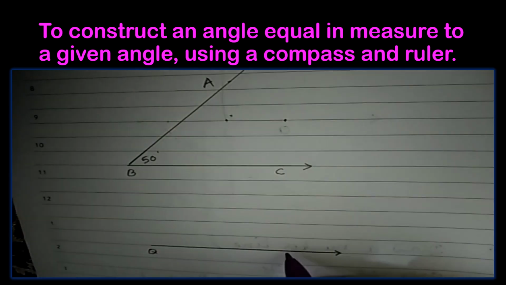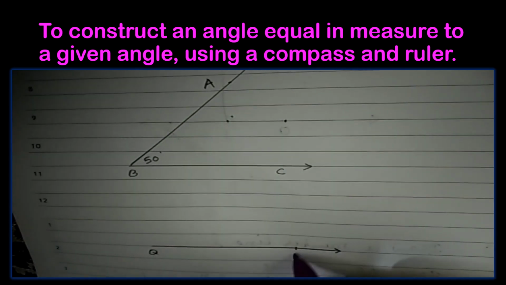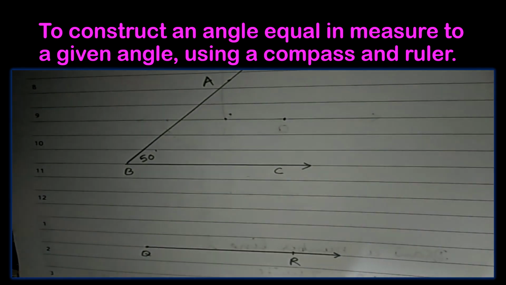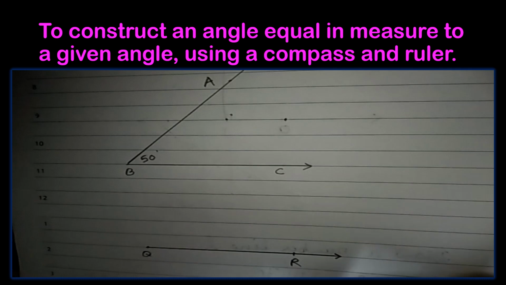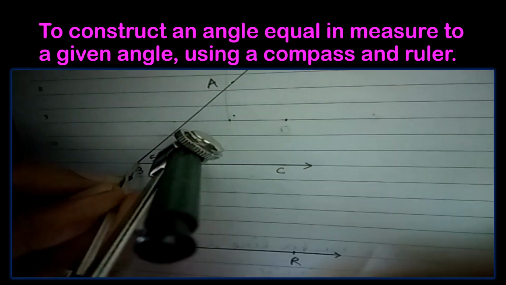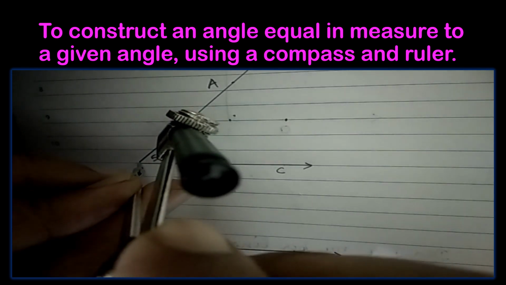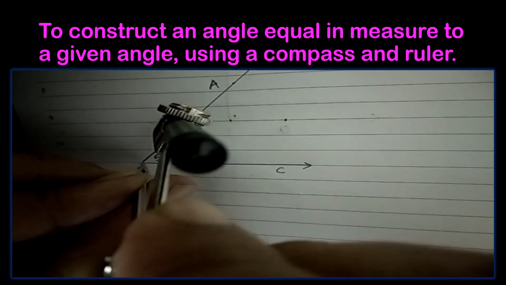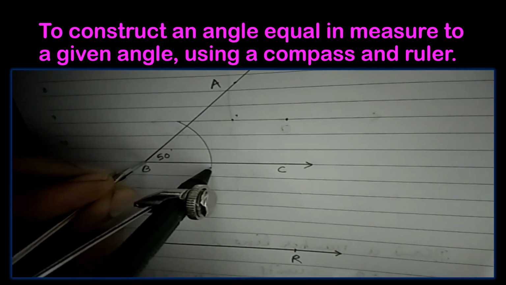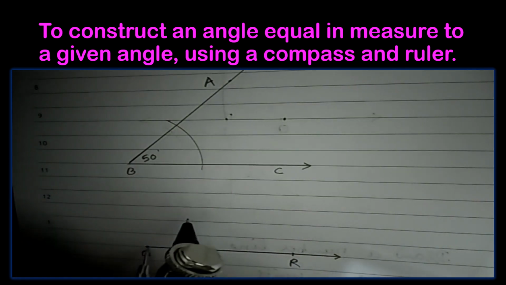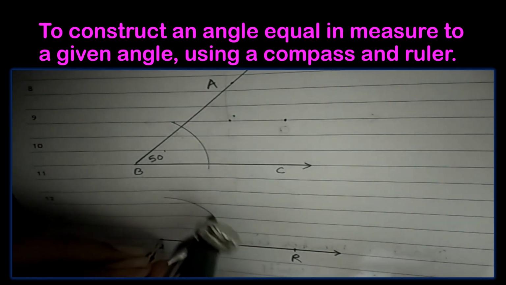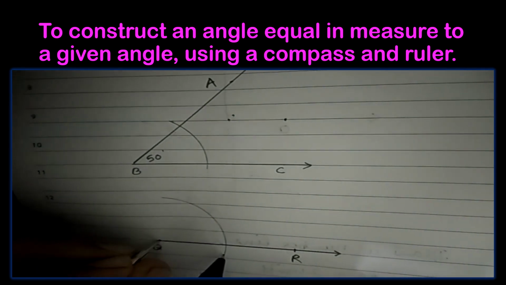I'll name the ray as QR. So Q is the vertex of the angle. Okay, now let's use the compass. I'll keep the compass at the vertex of the given angle, and I will make an arc intersecting both the arms. Okay, and the same thing I will repeat from the vertex Q, where I want the same angle to be drawn.